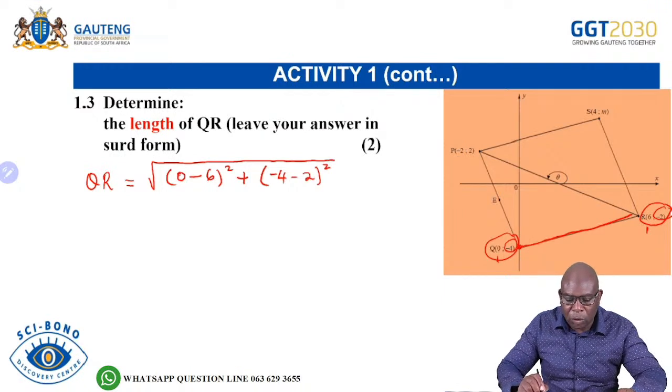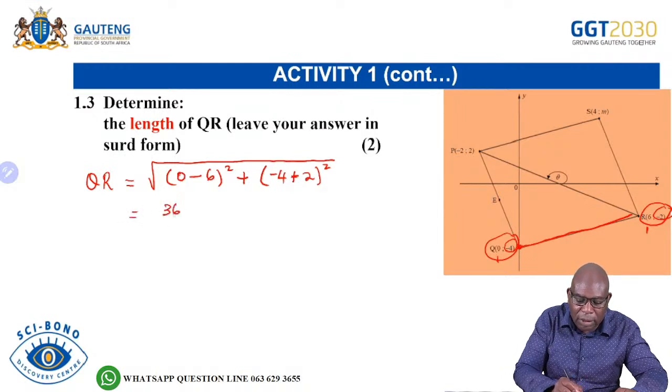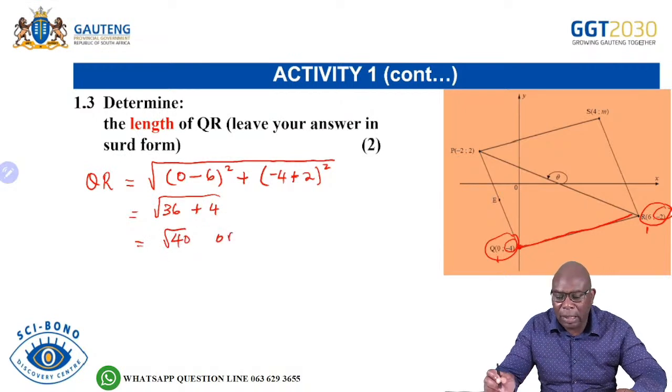So it's minus 4 minus 2. So I'm going to get a 36. So that should be a plus, sorry, because that one was a minus, so it's minus, so it's a plus. So I'm going to get a 36 plus a 4 inside the square root. So I'm going to get the square root of 40, of which I can also write it as, the question was leave your answer in the surd form.